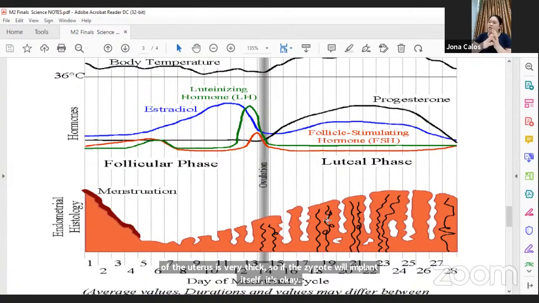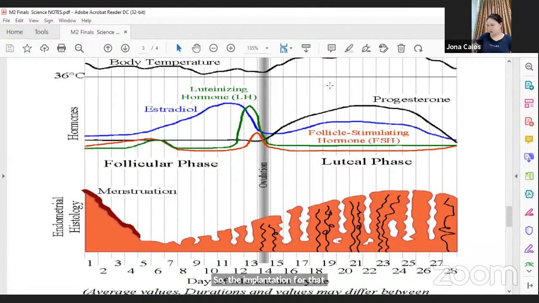So for the implantation of the egg cell or the zygote through the uterus cycle, we have here the placenta. Okay, maybe you have heard of it.